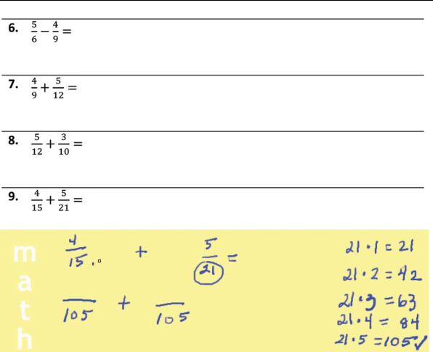So we multiply by 7 here. Here we have 28. And we saw 21 times 5 was 105. So multiply by 5. And we have our denominator of 105 and a numerator of 53. 28 plus 25, that's 53.